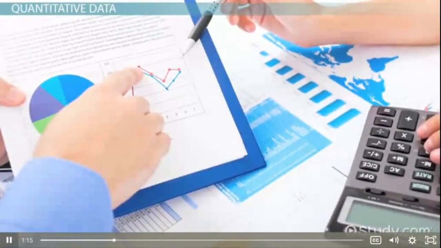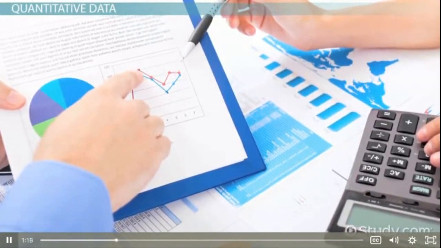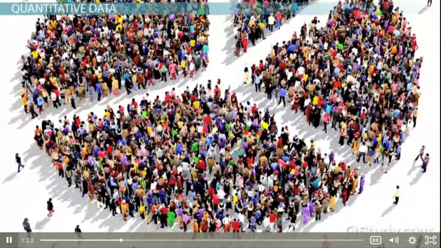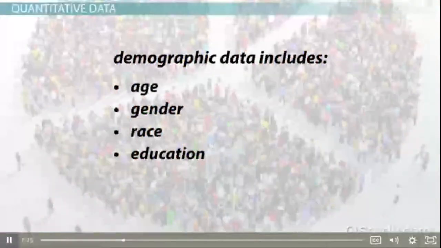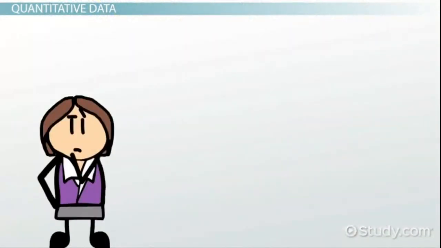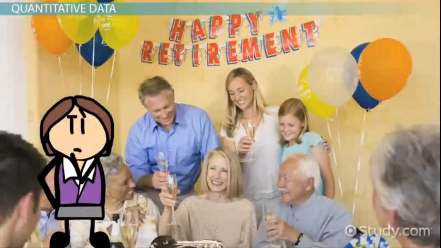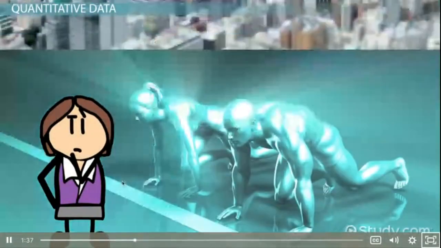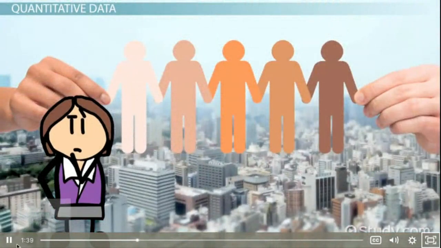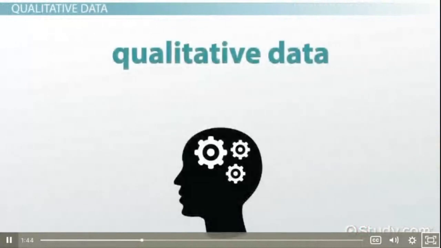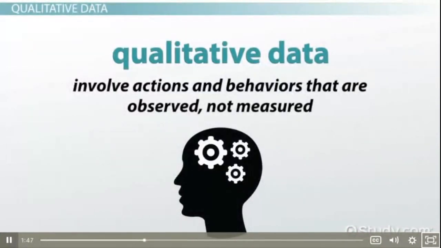Gathering quantitative data is fairly straightforward if the data are already being collected. One common type of quantitative data that most of us are familiar with is demographic data, which includes age, gender, race, and education. Combined with other data, it can tell us at what age employees are retiring, whether women are advancing as quickly as men, if enough minorities are being recruited, if education is a factor in production. Qualitative data, on the other hand, involves actions and behaviors that are observed, not measured.